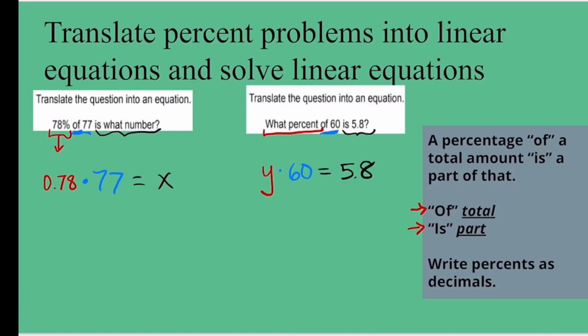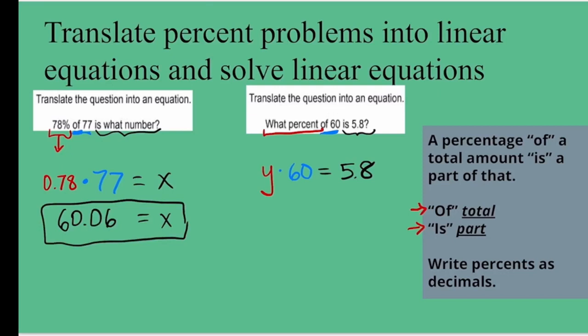So if we solve this first equation, everything is already on the left side of the equation, so we're just multiplying 78 hundredths times 77. That gives us 60.06. And that's going to be our answer. That's our number.